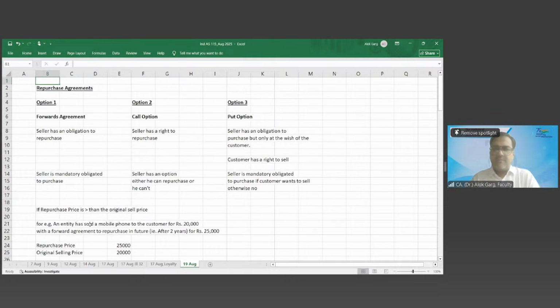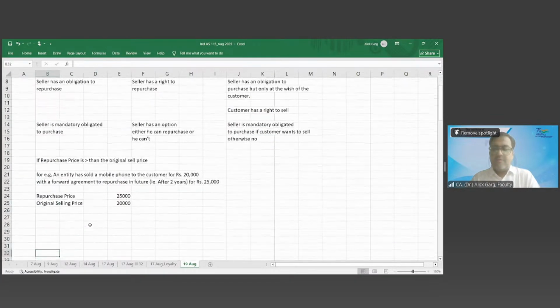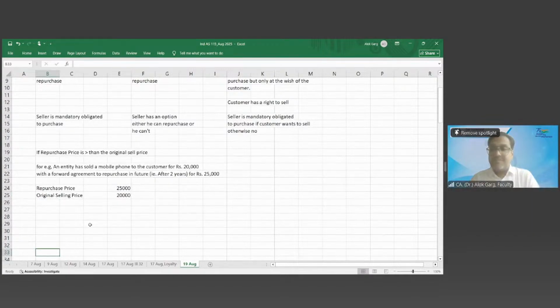No, it's a kind of lease. We are not using it. So this entity has sold the mobile phone to the customer. Customer is using that mobile phone, and this is a kind of financing arrangement.